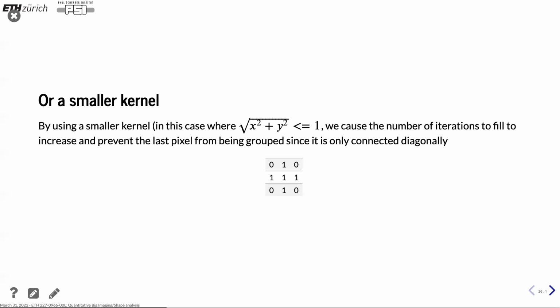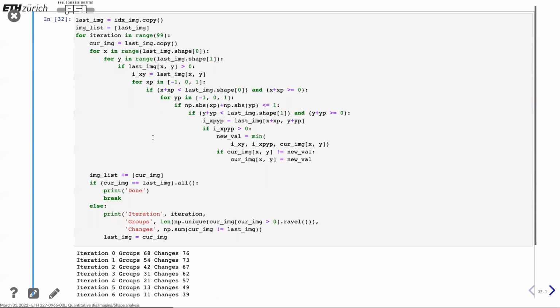The other option is to have a smaller kernel. In this case, we only have the neighbors up and down and sideways. And if we run that, then we have a little bit more complicated things here to check if the radius is less or equal to 1. But otherwise, again, that's the modification.